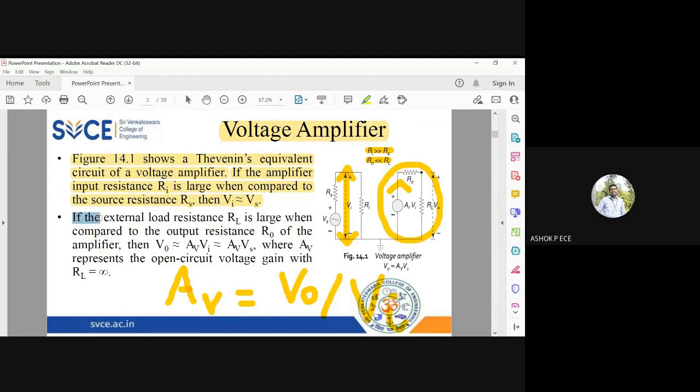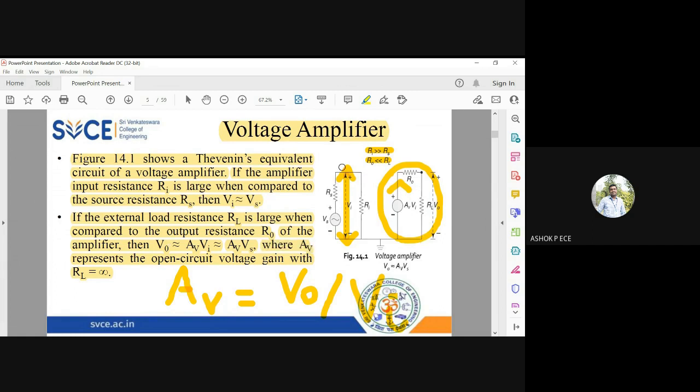So if the external load resistance RL is very, very large compared to the output resistance R0, then I can write V0 is approximately equal to AV into VI. So cross multiply, V0 equals AV into VI, and you know VI and VS are approximately the same, not exactly the same. So I put approximately AV into VS, where AV is the voltage gain in open circuit. So when you open circuit the load and find the voltage gain, that is going to be your AV.